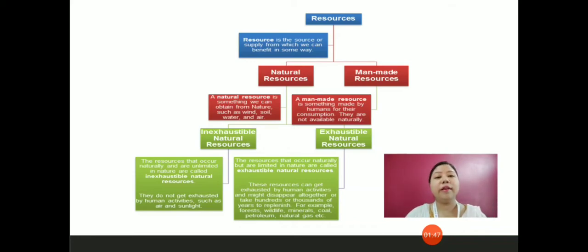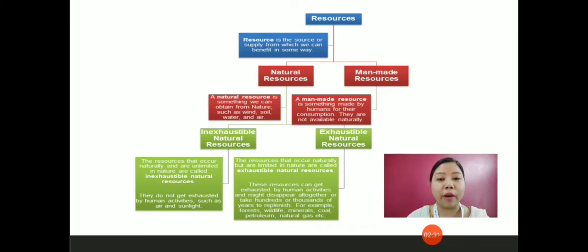Now, again, the natural resource is categorized into two types depending on their limits, whether it is found in limited supply in nature or not. So it is divided into inexhaustible natural resource and exhaustible natural resource. So what are inexhaustible natural resources? The resources that are found abundantly in nature and will not exhaust are called inexhaustible resources. So they won't get exhausted by the use of humans. So those are called inexhaustible natural resources.